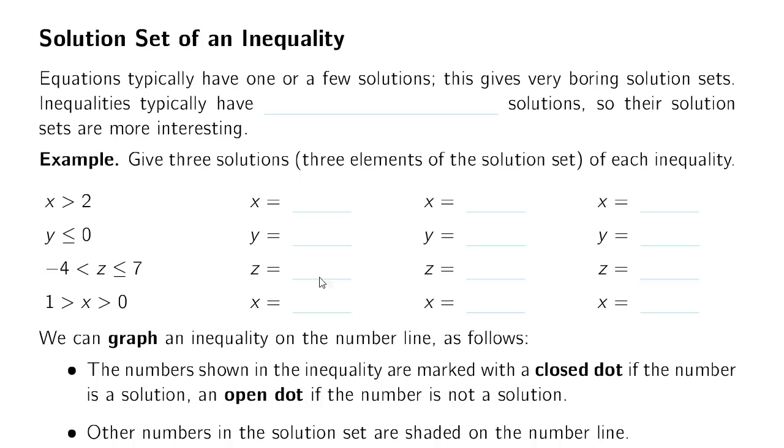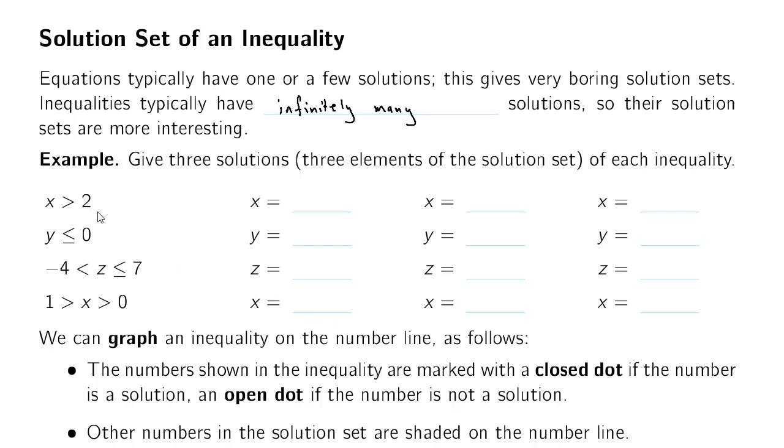Inequalities, on the other hand, typically have infinitely many solutions. So, some but not all of the real numbers are solutions to this inequality. Infinitely many of them are. So that's an interesting set, and we'd like to have a way to describe it. What do I mean when I say they have infinitely many solutions? I mean, I can just keep coming up with numbers that are solutions to a particular inequality.